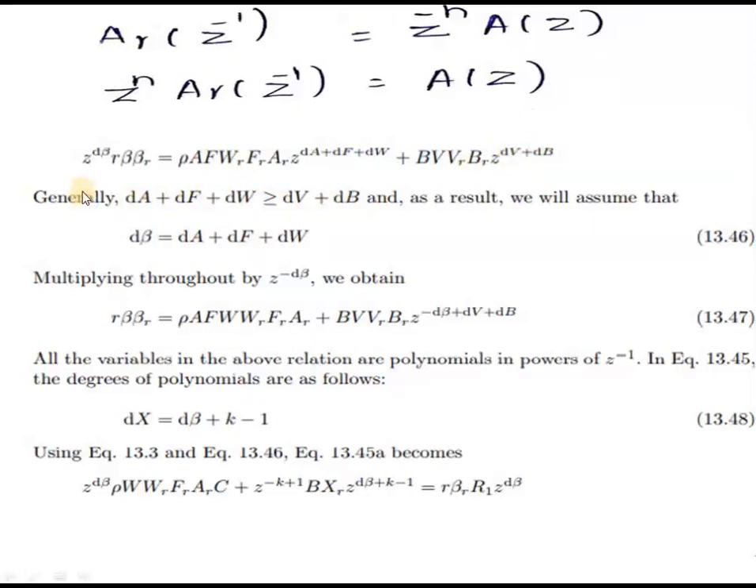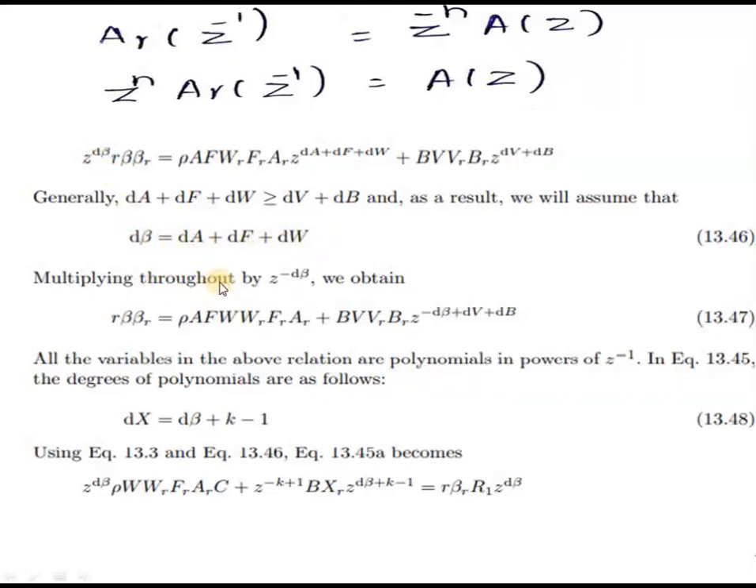Therefore now d_A plus d_F plus d_W is greater than or equal to d_V plus d_B. Therefore the degree of d beta is equal to d_A plus d_F plus d_W, as this term is greater than this d_V plus d_B term. Therefore we assume that the degree of d beta is equal to d_A plus d_F plus d_W.